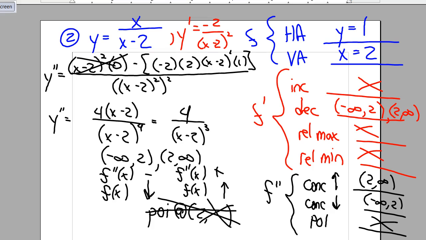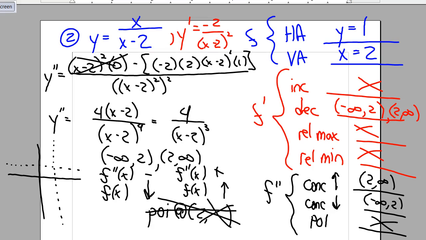So I know this is getting ahead, but I think we can start to look at what a graph would look like. Horizontal asymptote at y equals 1. Vertical asymptote at x equals 2. Over here to the left of 2, we are decreasing and concave down. So try to think about what that would look like.